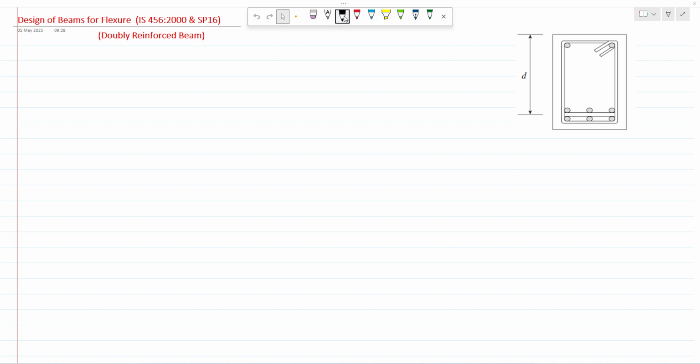So in this lecture we will be discussing design of beams for flexure by using both methods, IS 456 2000 and SP16 methods. We will basically be discussing design of doubly reinforced beams. First let me have the design data.